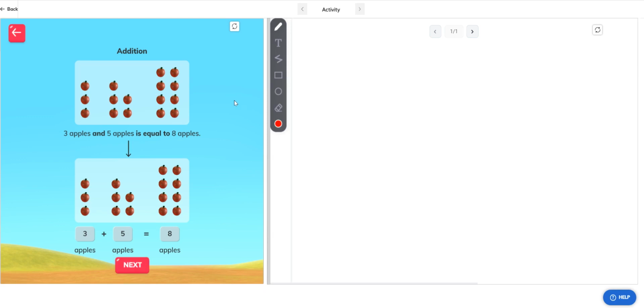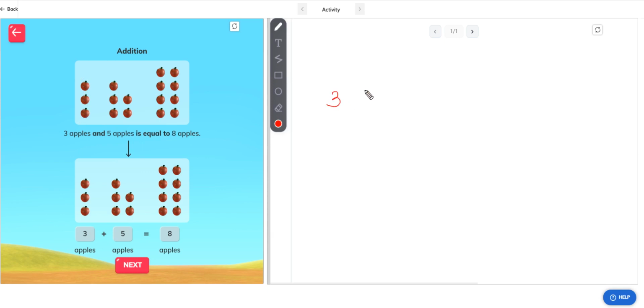We learned how to add, right? 3 apples and 5 apples is equal to 8 apples. Now, how do you do that? You can use your fingers to count and add, right? Let's look at the first image. It shows how many apples? You count 1, 2, and 3, right?